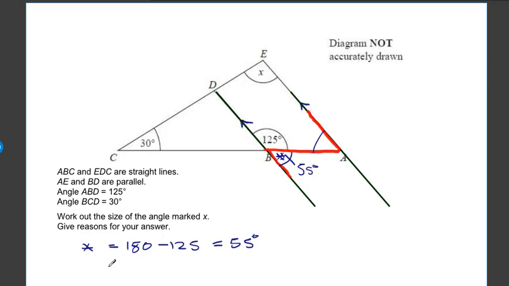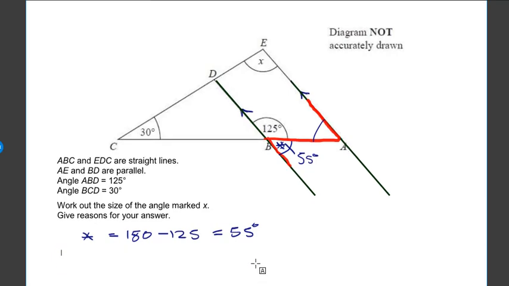Give reasons for your answer. Okay, reason. Angles on a straight line add to 180. So, I'm just going to write that in. Angles on a straight line add to 180.